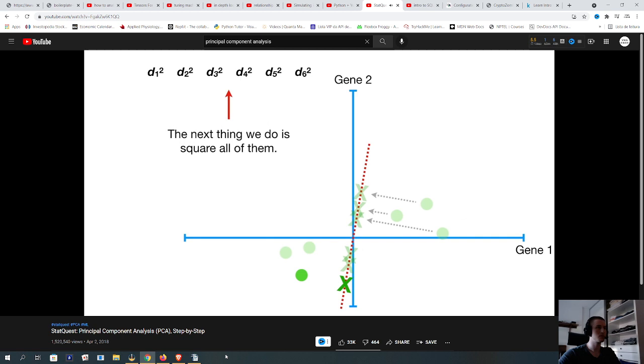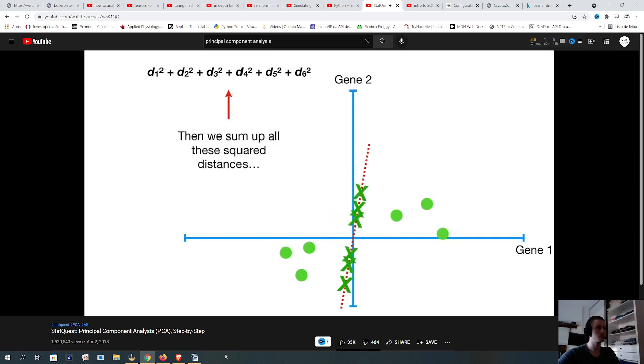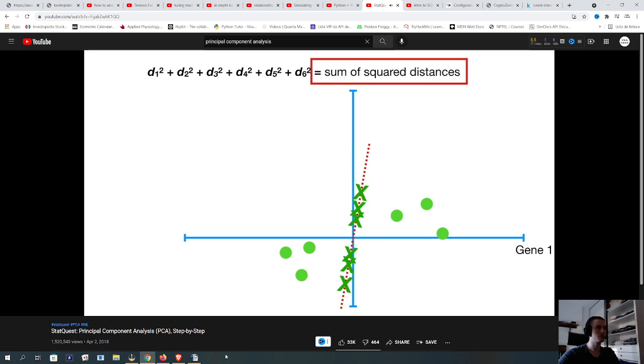The next thing we do is square all of them. The distances are squared so that negative values don't cancel out positive values. Then we sum up all these squared distances. And that equals the sum of the squared distances. For short, we'll call this SS distances, or sum of squared distances.